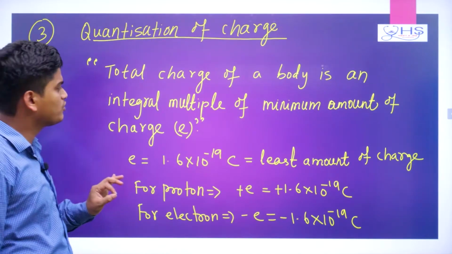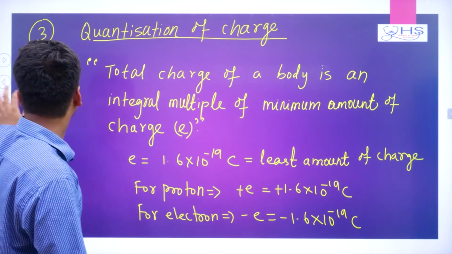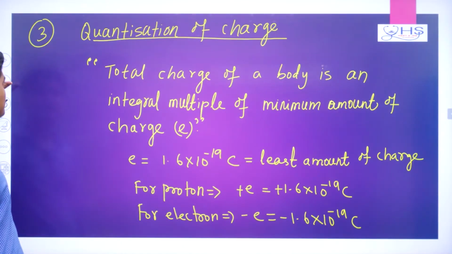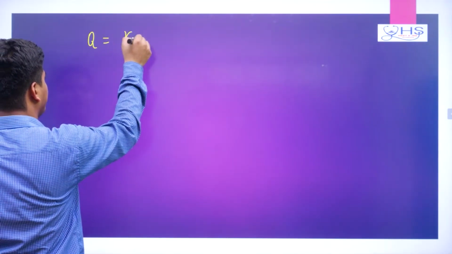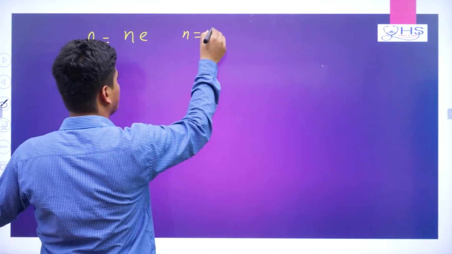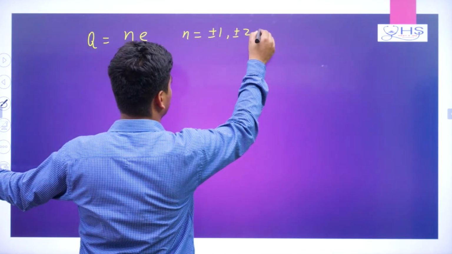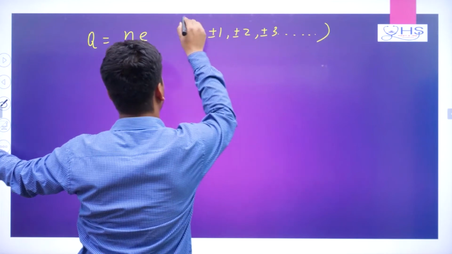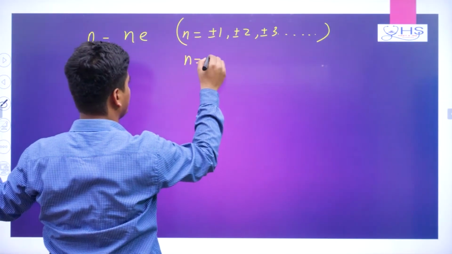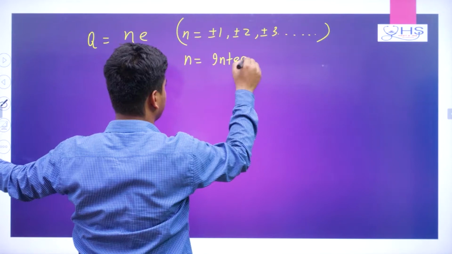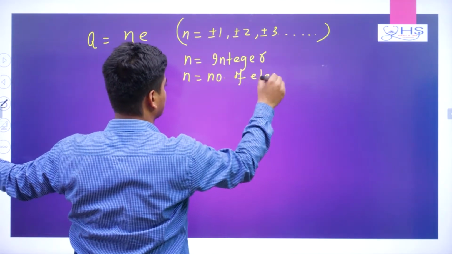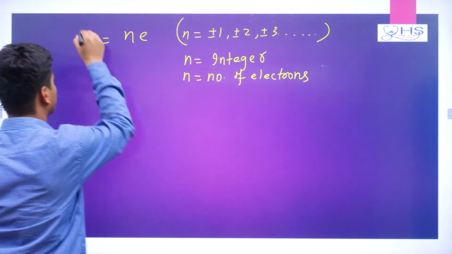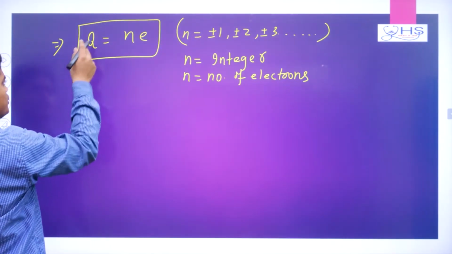Now mathematically, if you want to write this, you can write Q equal to Ne, and here N is plus minus 1, plus minus 2, plus minus 3, going up to infinity. So N is basically an integer, and sometimes we will also take it as the number of electrons. So Q equal to Ne. Q is the charge on any body.